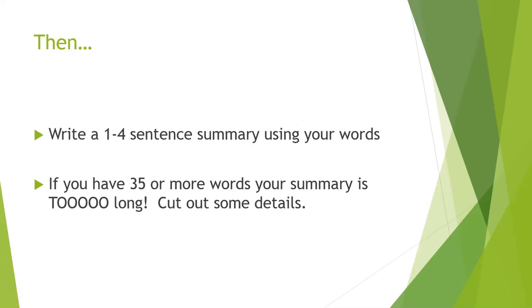So after you go over those steps, then you're going to write a 1 to 4 sentence summary using the words that you have created with those steps. And if you have 35 or more words and your summary is too long, you need to cut out some details, because again, a summary is not meant to be a whole entire page. Okay, so it really should probably be closer to 30 because we have 6 steps. Each one has about 5 words per step, so that's 30 words. But I'm kind of giving you some wiggle room to have a couple extra words.